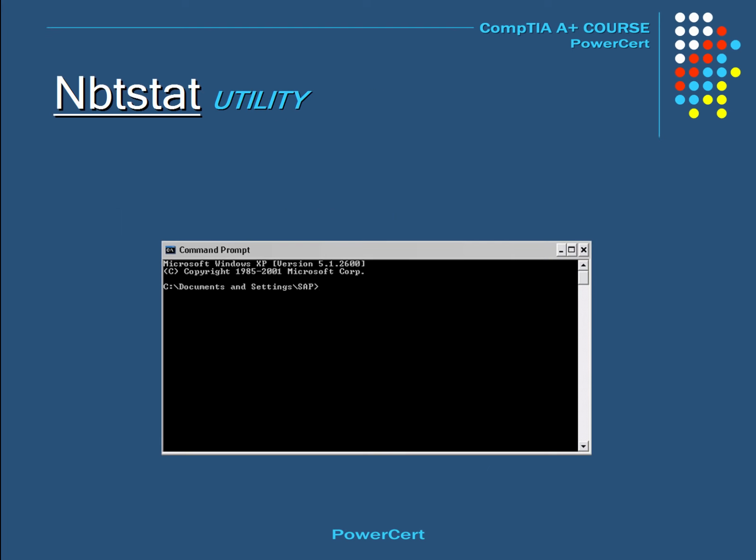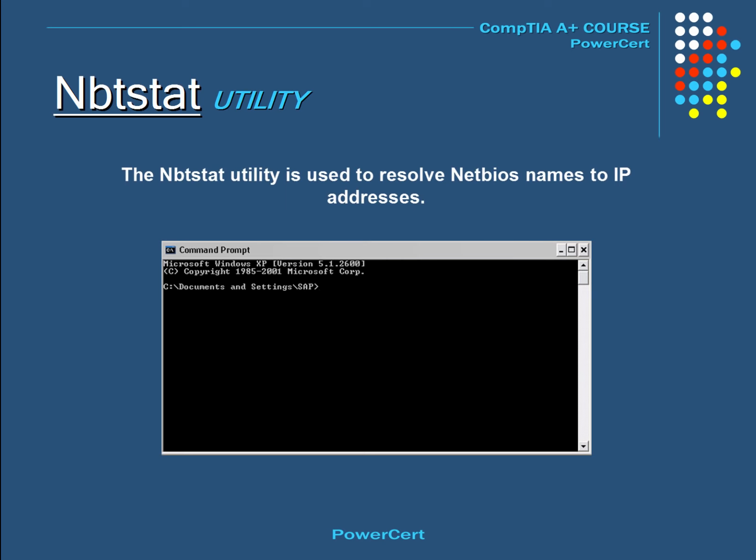And this is the nbtstat utility, and this is used to resolve NetBIOS names to IP addresses. So at a command prompt, just type in nbtstat, and here is an example of the result. This is probably the least common utility that you will ever use.